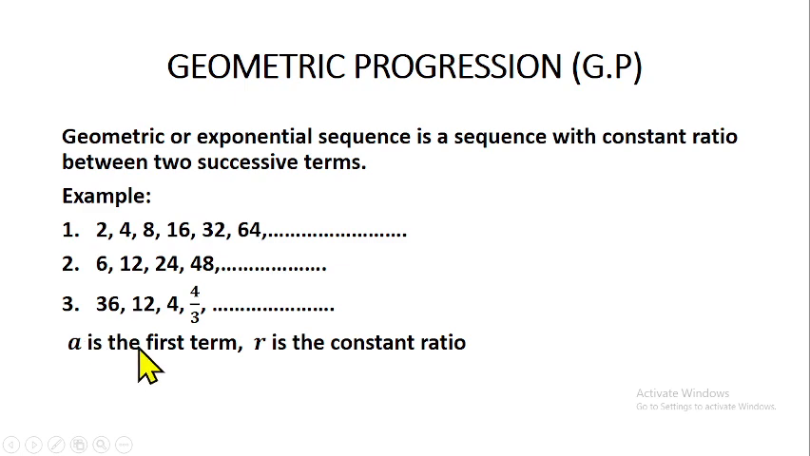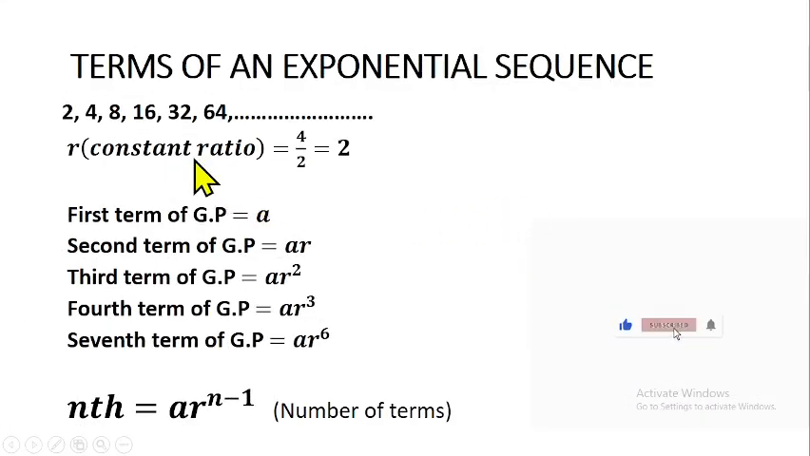So we use A to represent the first term also in GP. But for the constant ratio, we use R. In AP, we use D to represent the common difference, but in GP we use R to represent the constant ratio. So A is the first term, R is the constant ratio. Now, let's see how we identify the terms in geometric progression.